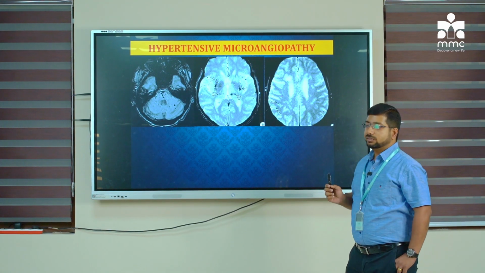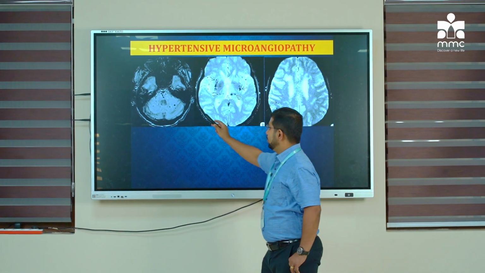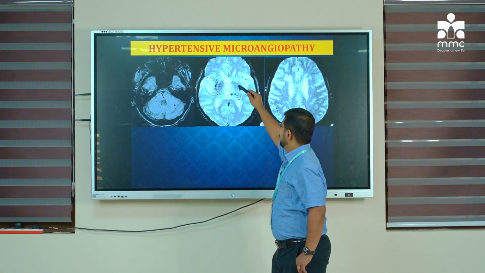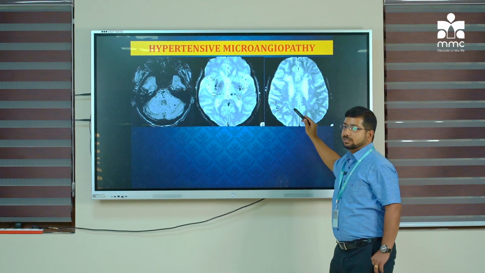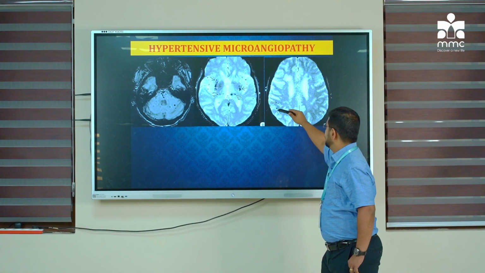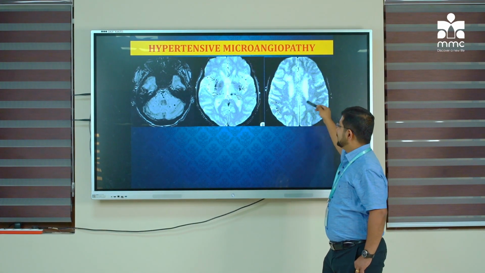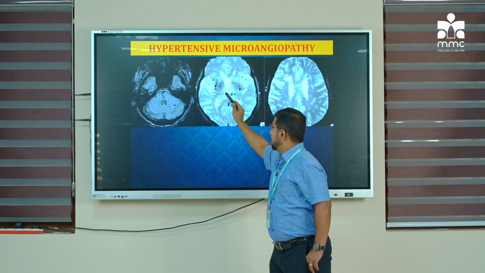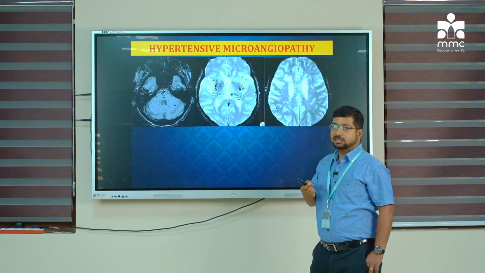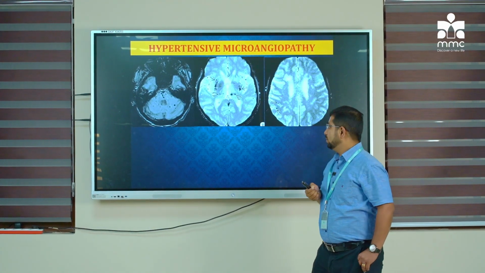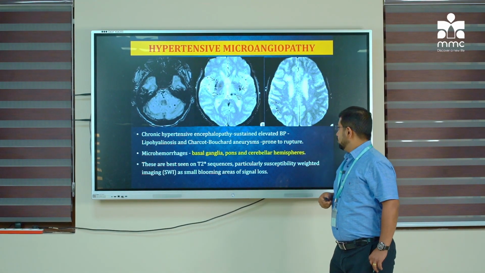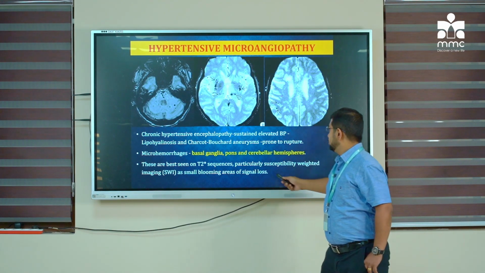This is an MRI sequence called SWI. You can see black dots in the cerebellum, inside the pons, in the thalamus, in the lentiform nucleus, and small dots in the brain parenchyma. But when you look at the number of microhemorrhages as black dots, there are more inside the basal ganglia, thalamus, pons and cerebellum. This is called hypertensive microangiopathy. That is, because of hypertension, there will be small microhemorrhages inside the brain. These are also called Charcot-Bouchard aneurysms, which are prone to rupture.